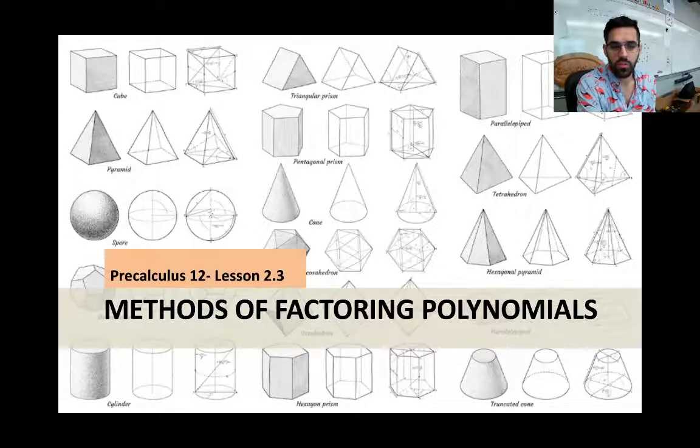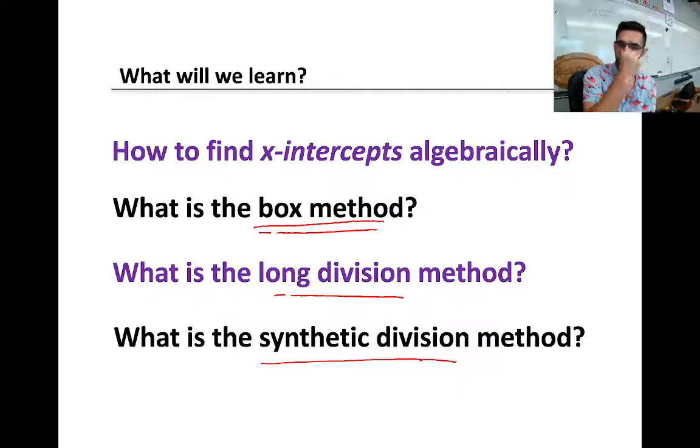intercepts, and y-intercepts are pretty easy to find, whether from a graph or from an expression. X-intercepts, not so much. So we're going to spend some time on just x-intercepts algebraically. I'm going to show you three methods today, and they're called long division, synthetic division, and box method. And by the end of the video, I'm going to tell you why box method is my favorite and why you should do it too.